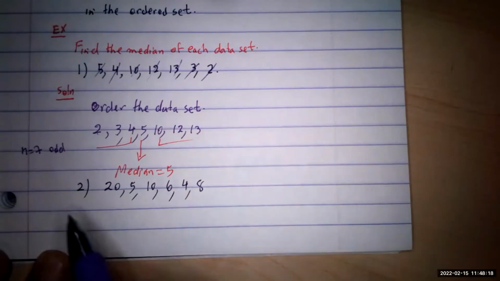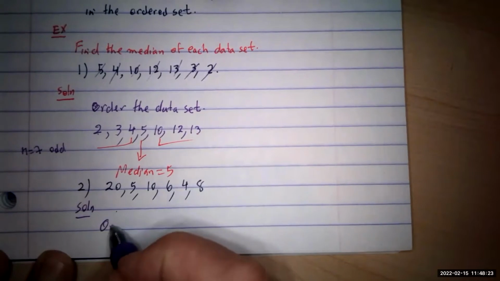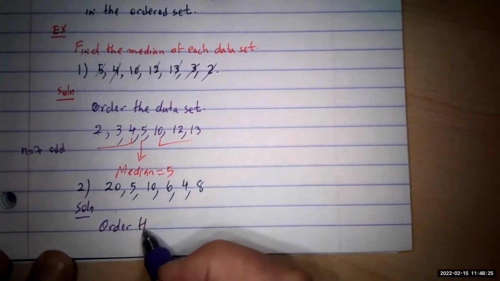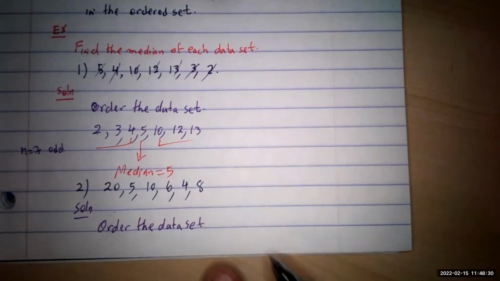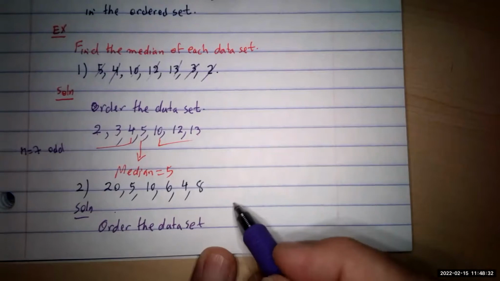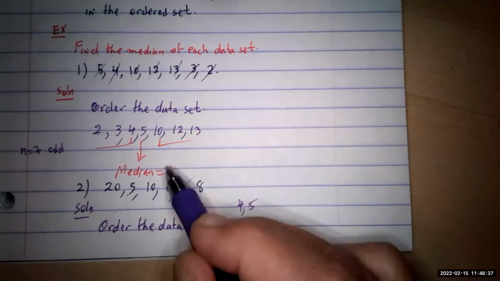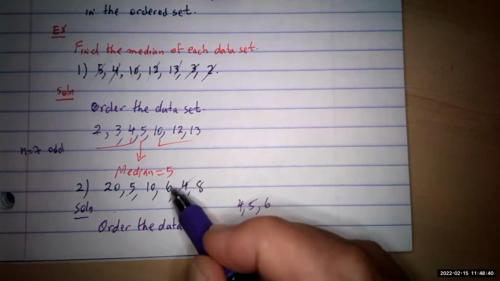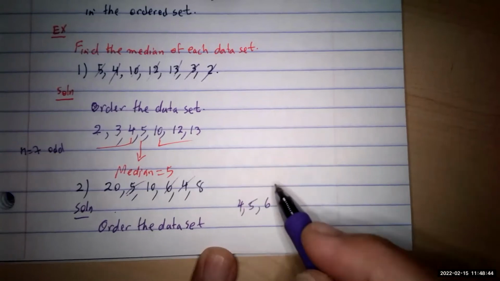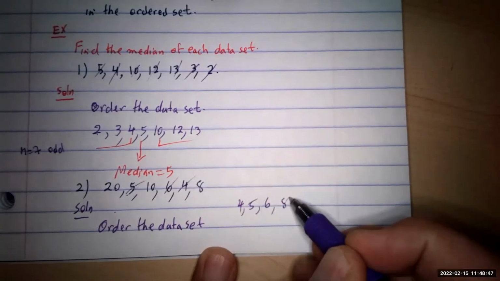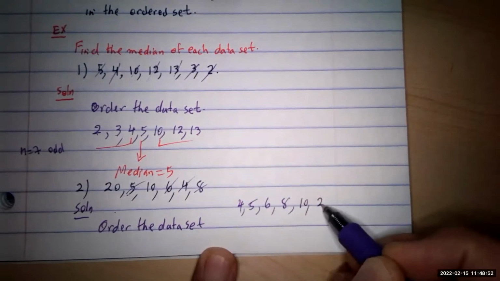So order the set again. For the solution, we are going to order the data set. So I'm going to order it here. The first number is going to be 4. Then I get the 5. Then the 6. Then this is going to be 8, 10, and 20.